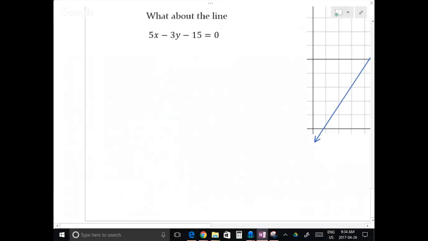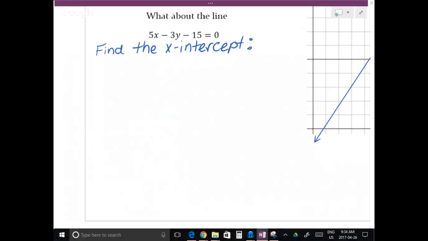Do you want to find the x or the y-intercept first? It makes no difference. Why do you guys want to find it? Okay. First, we're going to find the x-intercept. Now, we find the x-intercept by doing what? Yeah, we let y equal 0.